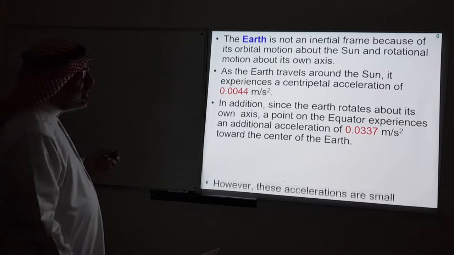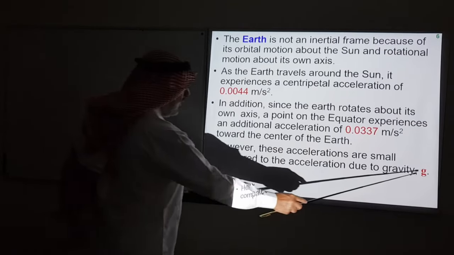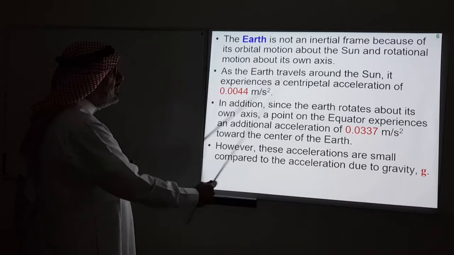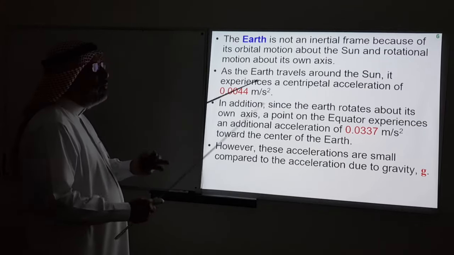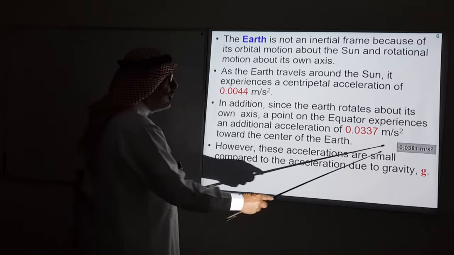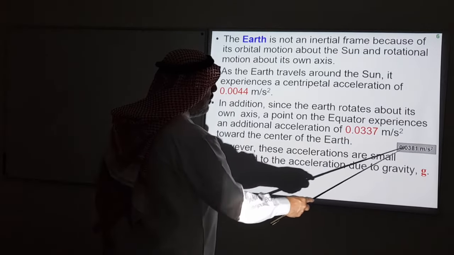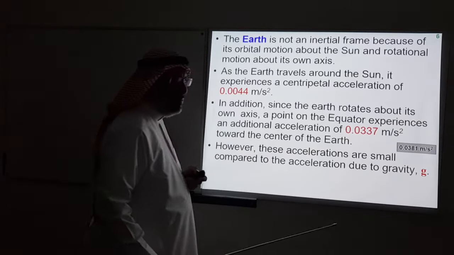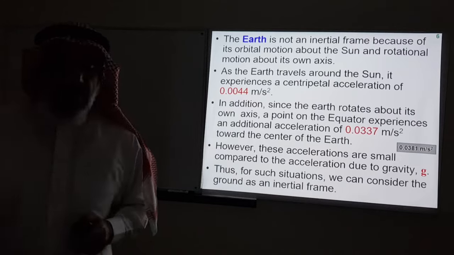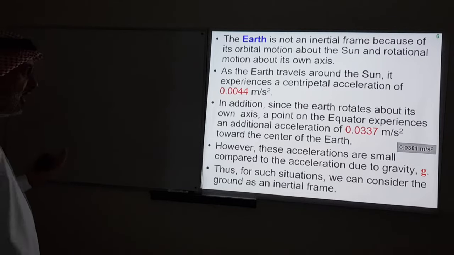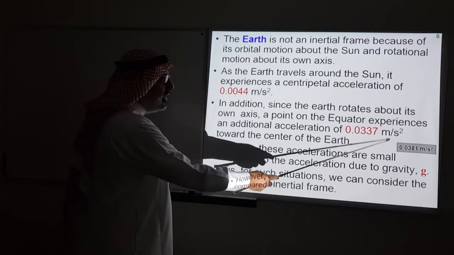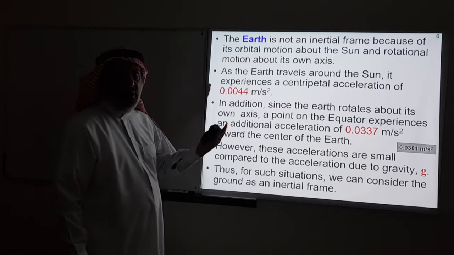And if you compare them to the acceleration due to gravity g, which is 9.8, you find them to be extremely small and negligible. Even if we add them, which is the maximum we can get, you get a value of 0.0381. Compare that to 9.8. That's very negligible. So we can safely continue to regard the Earth, the ground, as an inertial frame because the accelerations involved are extremely small.